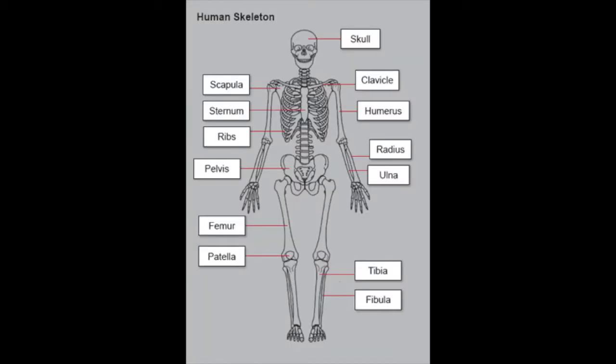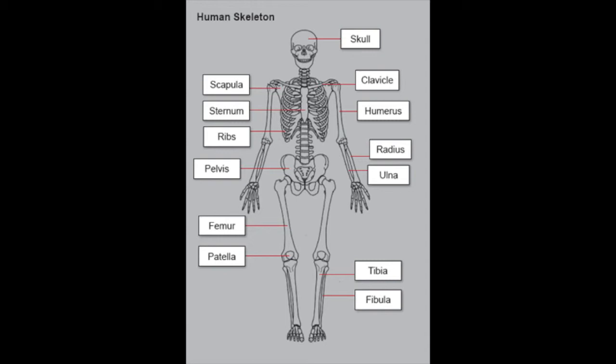Bones. You need to know where the following bones are located in the body. Please memorise the skeleton shown opposite. You need to know where the scapula, the sternum, the ribs, the pelvis, the femur, the patella, the humerus, the skull, the radius, the ulna, the tibia and the fibula are all located.